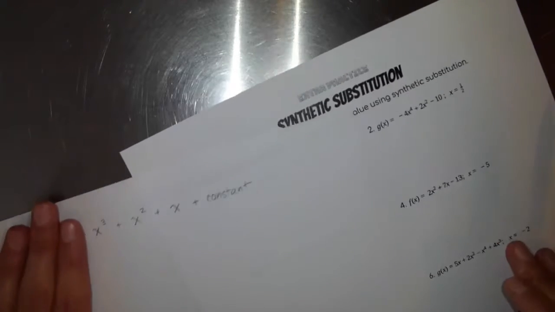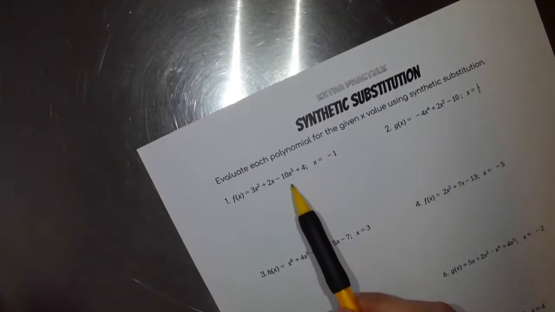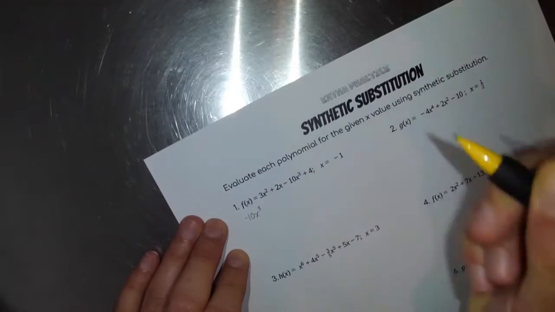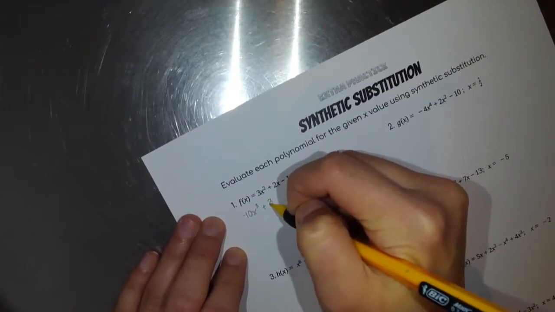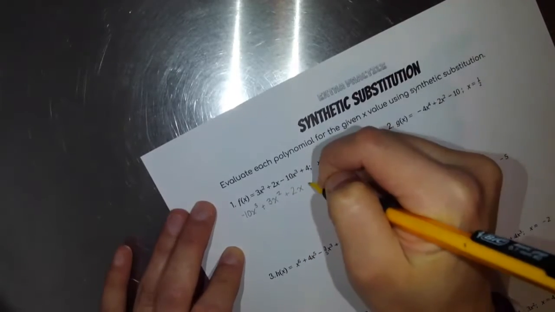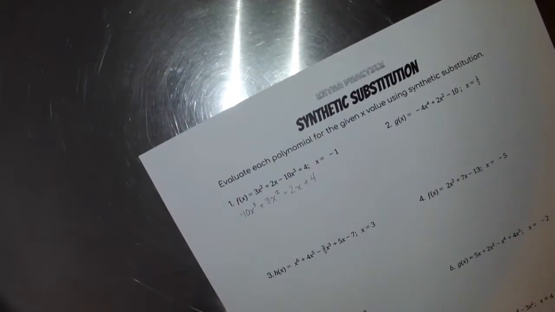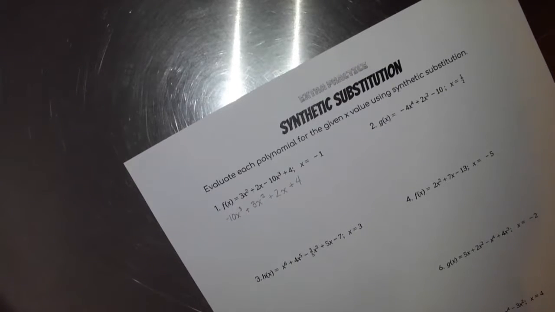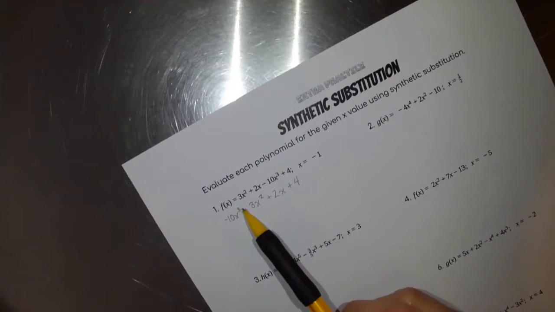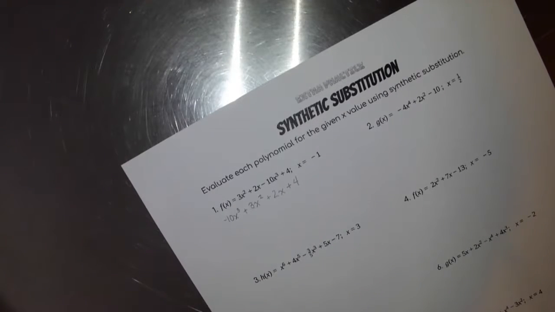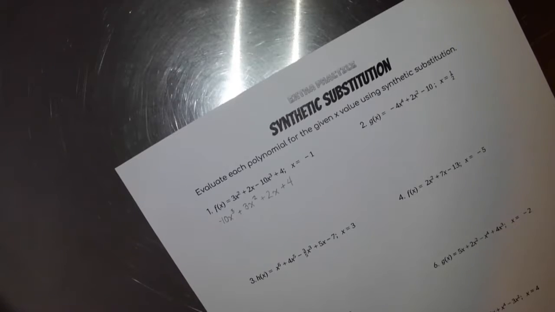Okay, so I'm going to write this in order, starting with -10x to the third plus 3x squared plus 2x plus 4. Looking at this first one, we do not have any missing terms, so I don't need a placeholder. My exponents are 3, 2, 1, and a constant. Now we can start with the synthetic substitution.